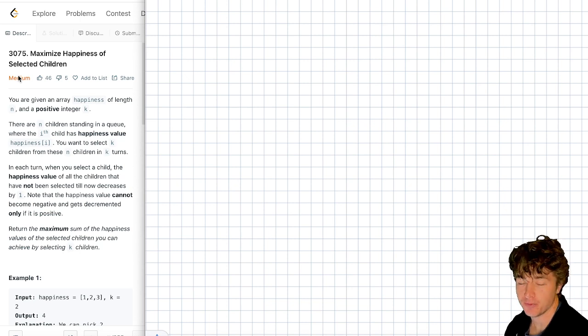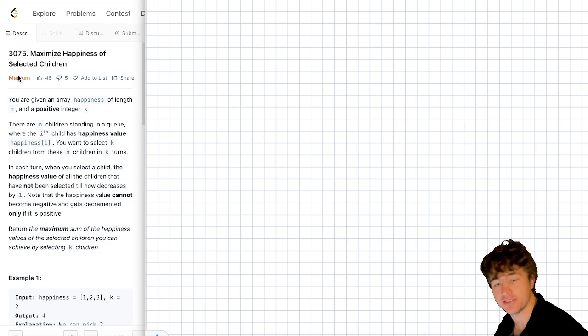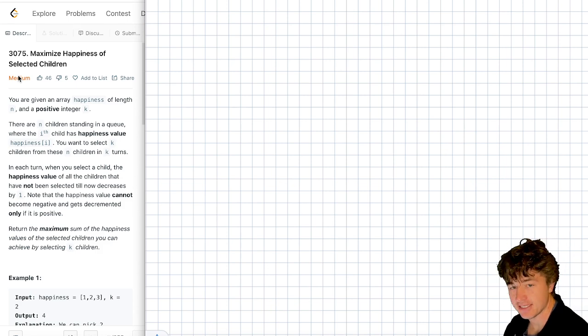Now, like most people probably realize at this point, the classification isn't always super indicative of the actual difficulty of the problem, right? There's mediums that are harder than some hards, and there's mediums that are equivalent to easies, okay? But with that said, let's go ahead and get right into this.